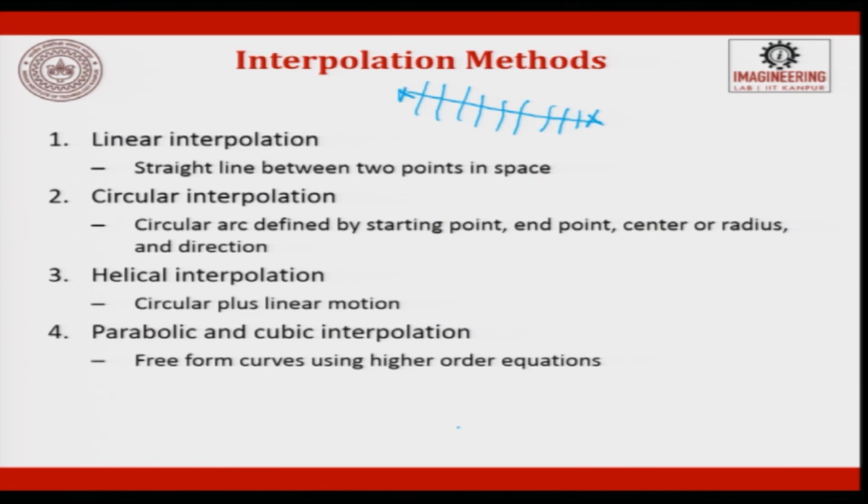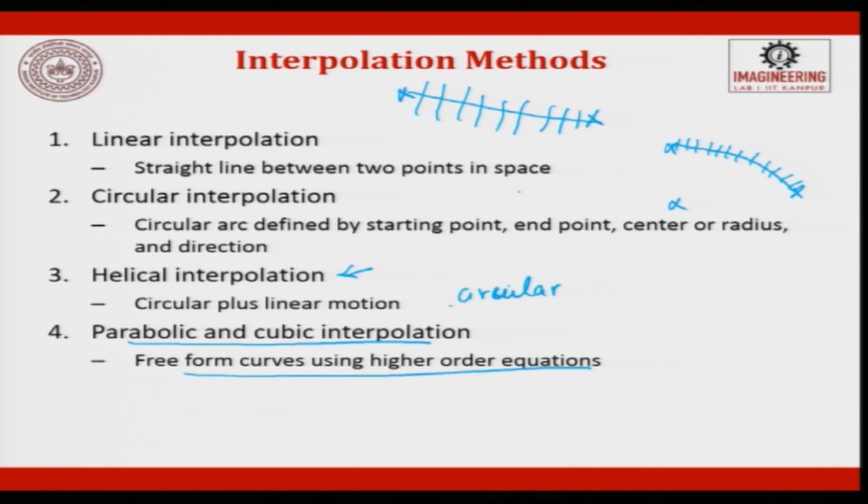Circular interpolation is a circular arc defined by a start point. So, I told you already, start point, end point, the radius you give and then you also try to find the center. So, you try to find out so many points in between, which is called circular interpolation. A combination of these two, circular plus linear, is the helical interpolation. The higher order interpolation techniques are parabolic and cubic, which are used for free form surfaces, wherein we try to mimic nature.